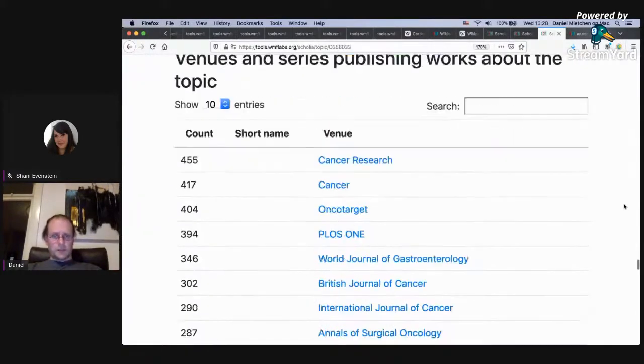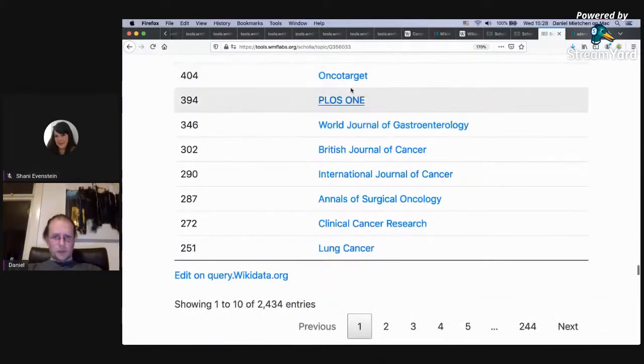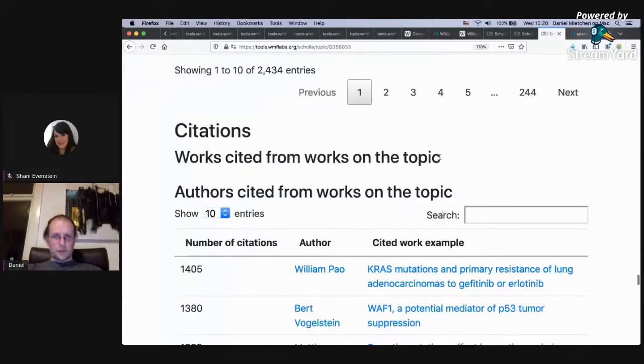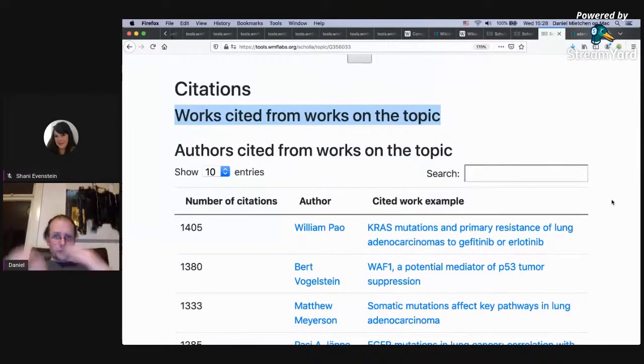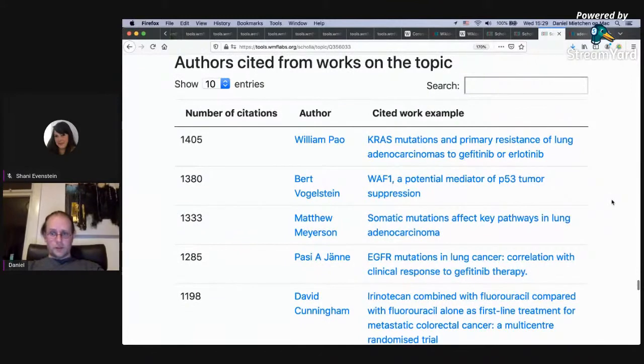Then here you get the journals essentially that publish on the topic. So cancer research, yeah, for a cancer, that's not surprising. And then another, they're all cancer journals essentially, with +1 here being a bit of an exception. But that's a very broad journal focus-wise. Citations, here you have one thing that didn't work, but in principle we would get a list of publications that are cited from papers about adenocarcinoma. And then here we get essentially authors of those papers that are cited from papers about adenocarcinoma.